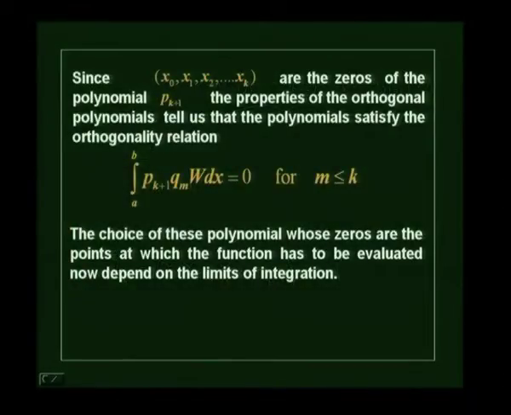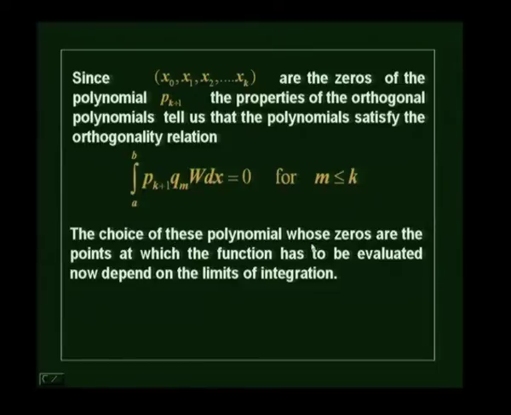So, let me summarize this once again. We have chosen these points as the zeros of the polynomial pk plus 1. Then the properties of the orthogonal polynomials tell us that the polynomials satisfy this relation for all values of m less than k for arbitrary values of xk plus 1 to xk plus m. It does not matter at which points this qm is constructed, what the values of x are at which it is constructed. This is always true, provided it is continuous there.